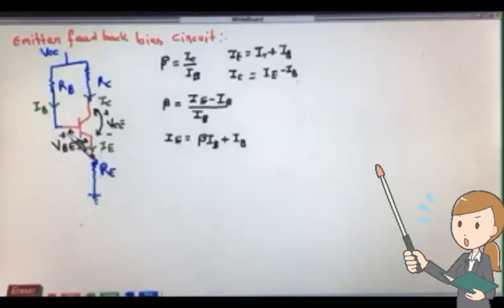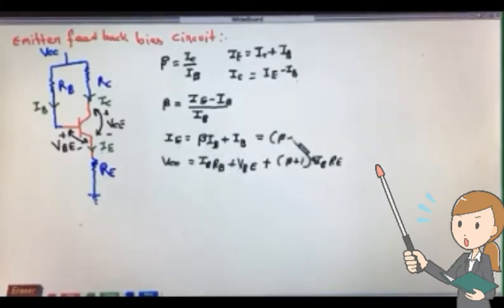In that case VCC equals IB into RB plus VBE plus beta plus 1 times IB into RE, where IE is replaced with the help of beta plus 1 times IB.